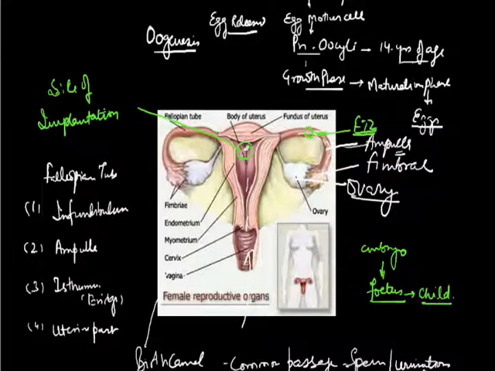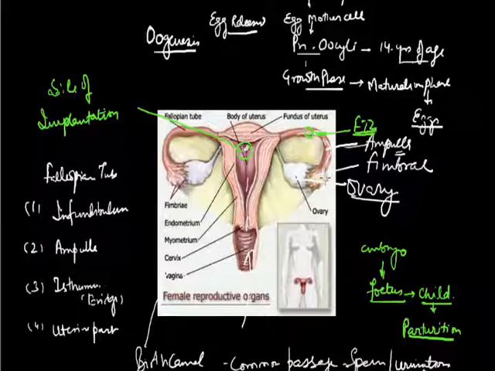The process of giving birth to child is known as parturition. So there are two terms. One is fertilization, which takes place in the fallopian tube in the ampullary region. Then there is implantation taking place in the uterine wall, and on completion of the developmental process, the parturition takes place. That is the birth of the young one.